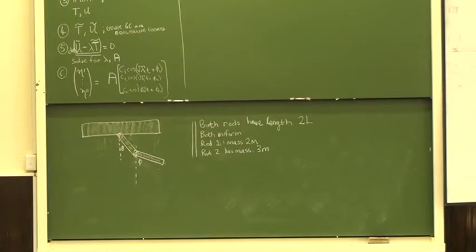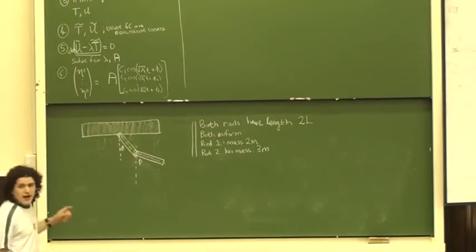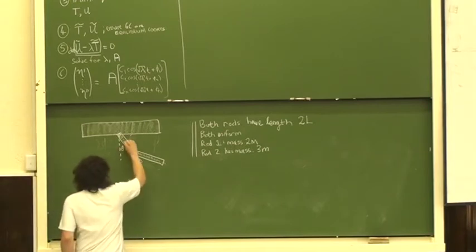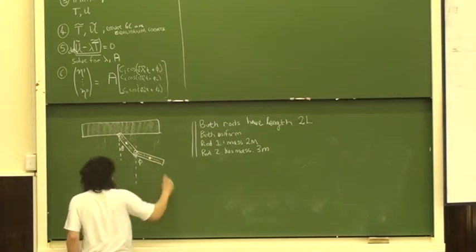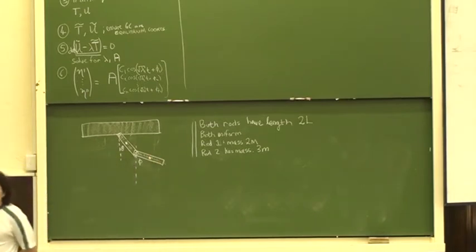Center of mass of each of the rods. I'm interested in the center of mass of this rod and the center of mass of this rod. Because if I know where those centers of mass are, then I have enough information to compute the kinetic energy when combining that with the moment of inertia of the rods as they spin about those centers.